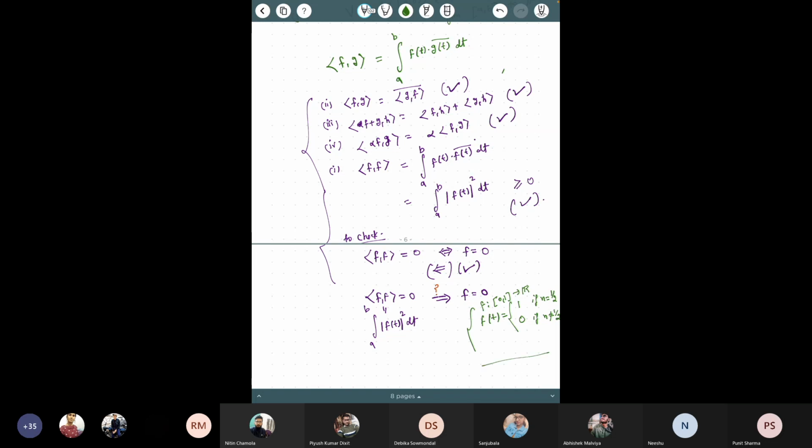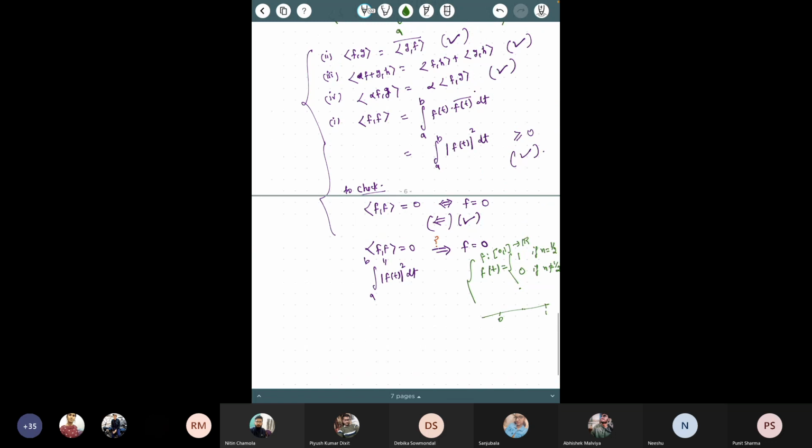So what is this function? This function has, at this point, a value 1, otherwise it is 0. So you can see that the area covered by its graph and the real axis is actually 0. So this is clearly not true for a general function, but if f is continuous, then you can ensure that when this happens, it implies that f has to be 0.